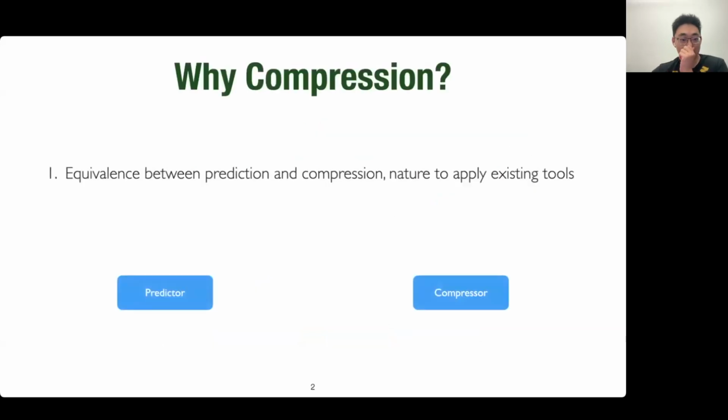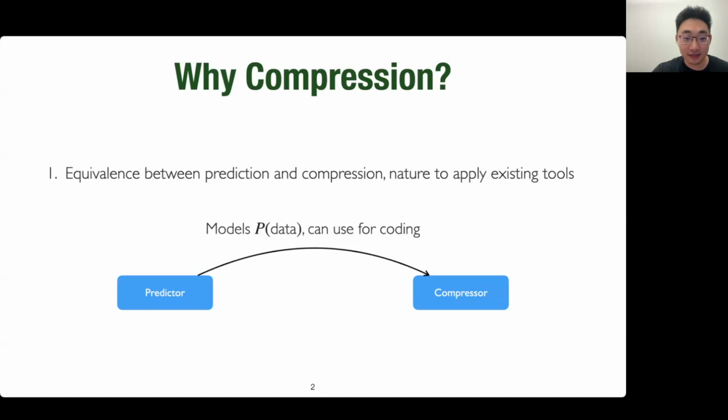Why do we use compression? Well, there is a very long connection that people have established between prediction and compression. Because of the popularity of LLMs recently, this connection has been zoomed in on and more people have started to look at it. Essentially, given a predictor or a compressor, you can convert one to the other in a very handy way. In particular, if I give you a predictor which models the data distribution, you can essentially use that for coding.